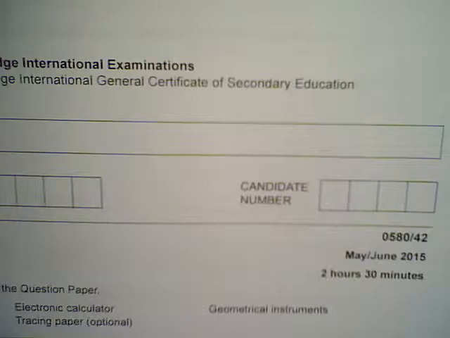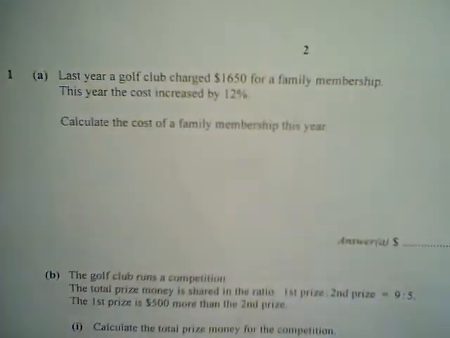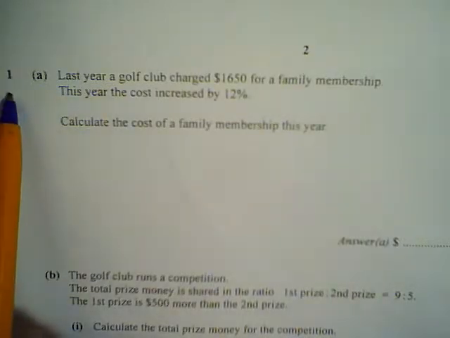Today we are going to look at a paper, the mathematics paper 0580, paper 42 from a May-June sitting in 2015. You would see that the time allocated is 2 hours 30 minutes. I do hope that we're going to get this video done in less than an hour. That means that you have a lot more time to actually complete the questions in. So do pause and complete the question. Try to do it on your own before continuing to watch the YouTube. Okay, good. So we start jumping in right at the first question.